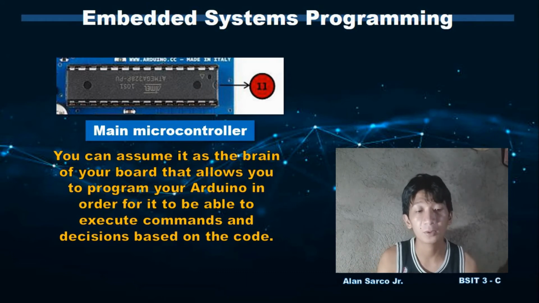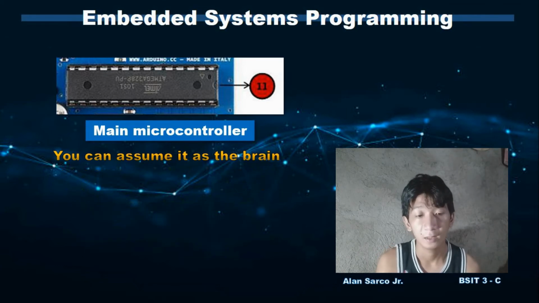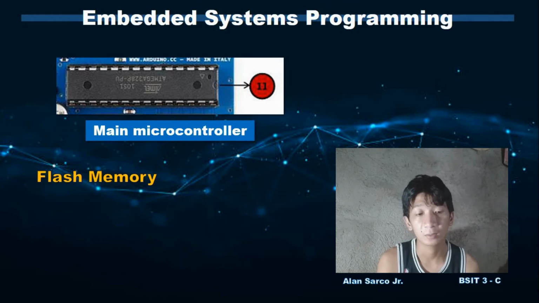The microcontroller used on the UNO board is the ATmega328P by Atmel, a major microcontroller manufacturer. The ATmega328P has the following components in it. First is the flash memory of 32 kilobytes. The program loaded from the Arduino IDE is stored here.